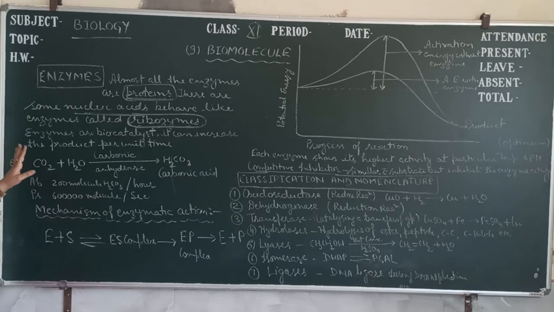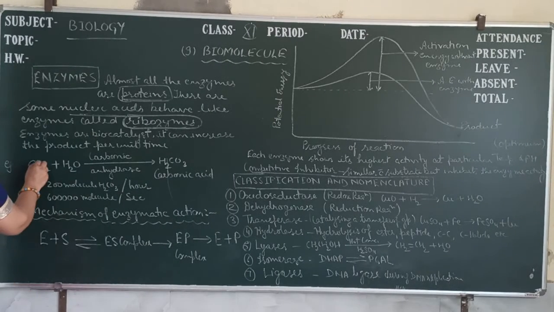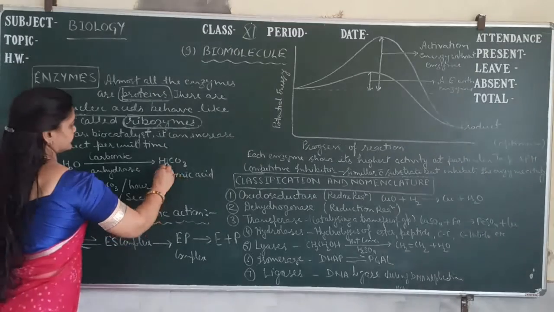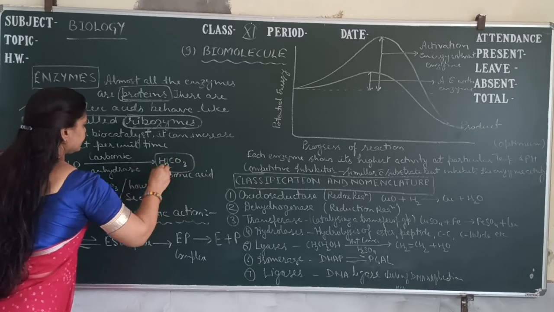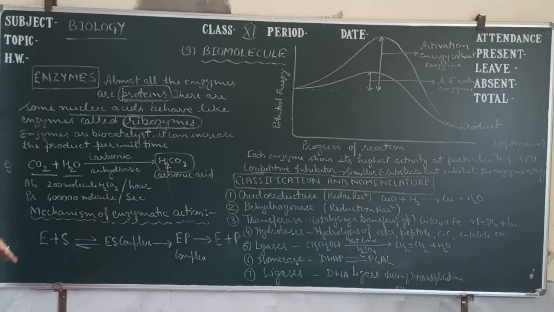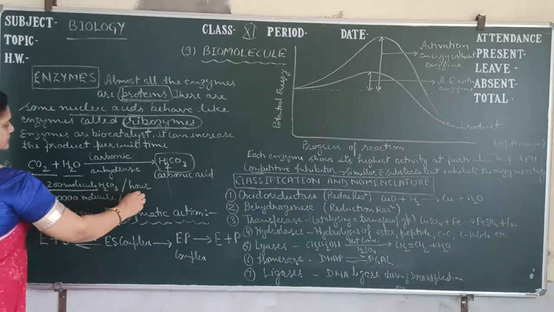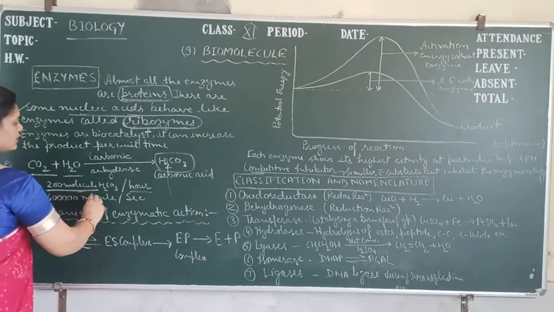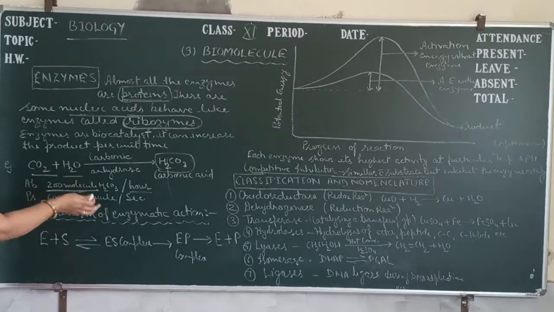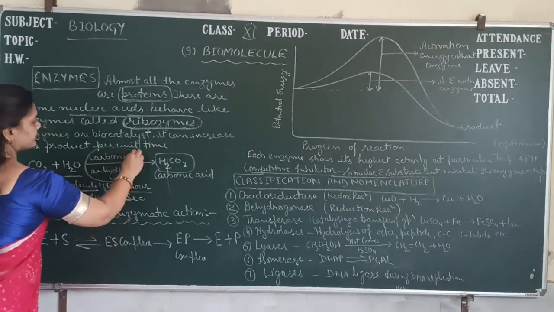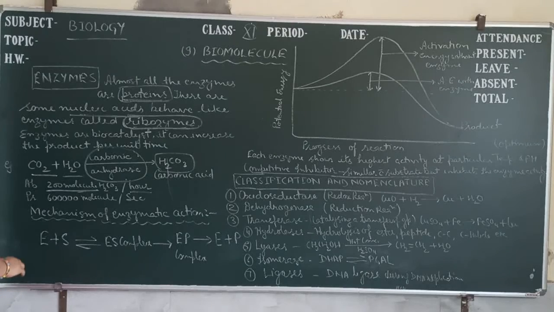And enzymes are biocatalysts, so they can increase the product per unit time. Like in our body, carbon dioxide reacts with water and forms carbonic acid, H2CO3. But when the enzyme is absent in this reaction, only 200 molecules per hour are synthesized. But in the presence of the carbonic anhydrase enzyme, 6 lakh molecules per second are synthesized.